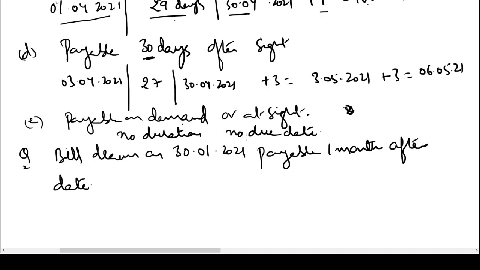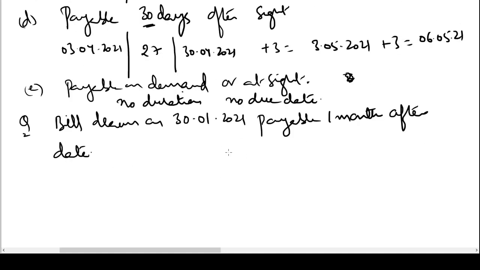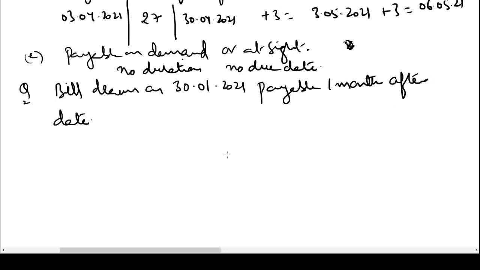Next, let us see the next question. Bill drawn on 30th January 21, payable 1 month after the date. Now we have a very interesting question before us. Bill is drawn on 30th January 21 and it is payable 1 month after the date. So how do we deal with this situation? The bill is drawn on 30th January 21 plus 1 month.